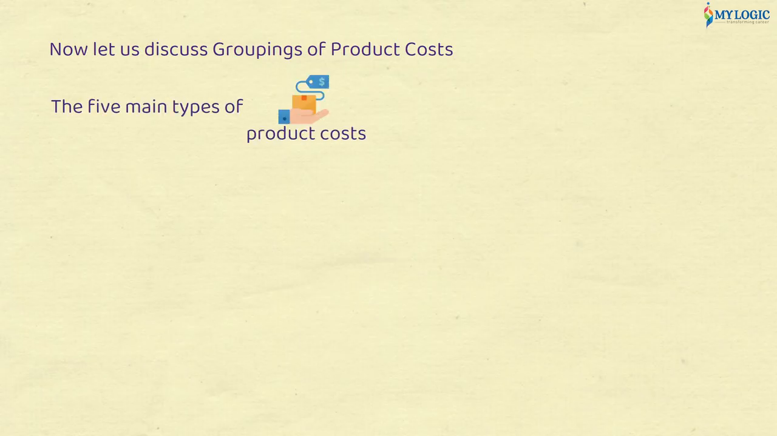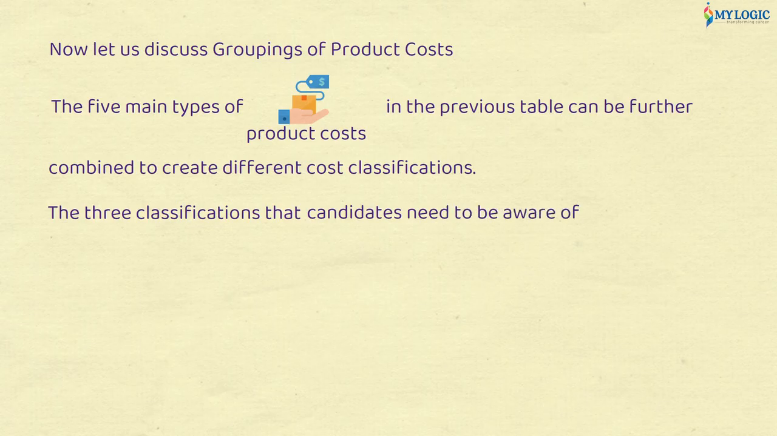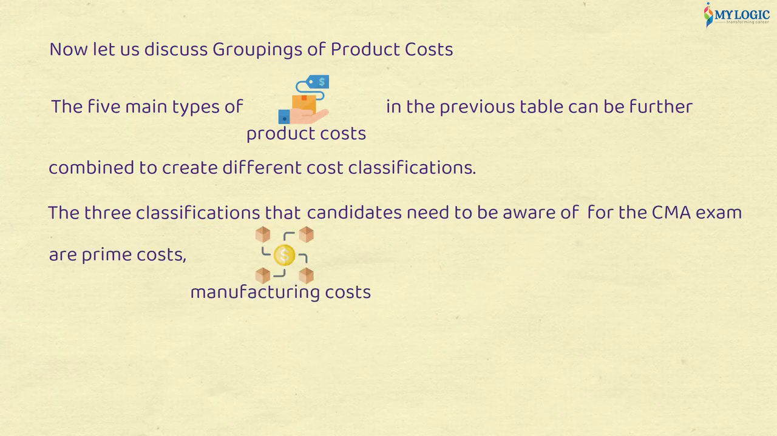Now let us discuss groupings of product costs. The main types of product costs in the previous table can be further combined to create different cost classifications. The 3 classifications that candidates need to be aware of for the CMA exam are prime costs, manufacturing costs, and conversion costs.